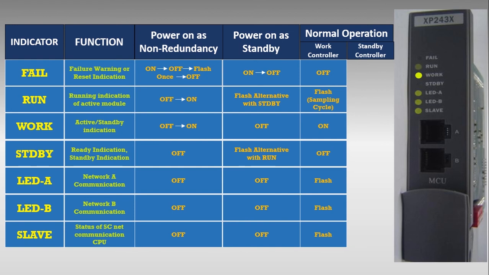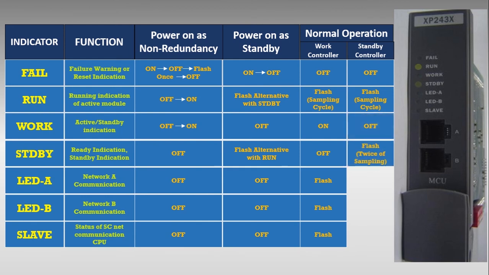Similarly, in the standby controller, the fail indication is also off. The run indication flashes according to the sample cycle. The standby indication flashes at twice the time of the sample cycle. The work indication will be off as it is a standby controller. LED A, LED B and the slave indication flash in normal operation and standby condition.